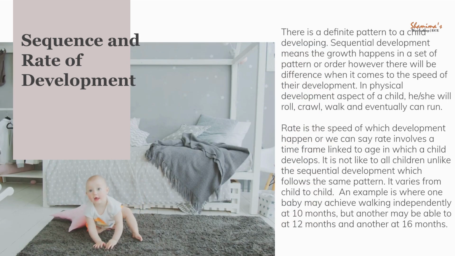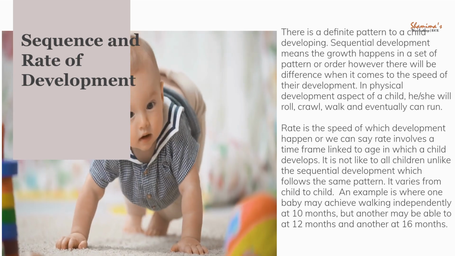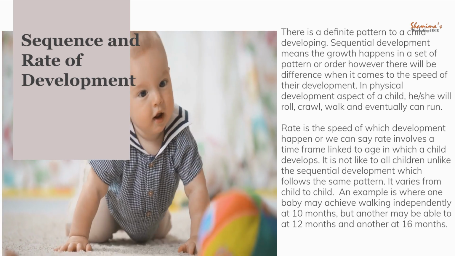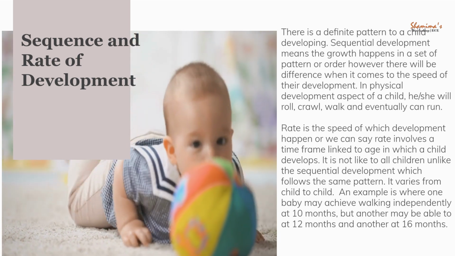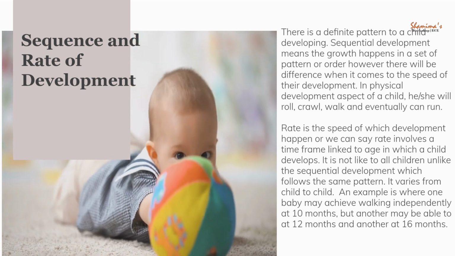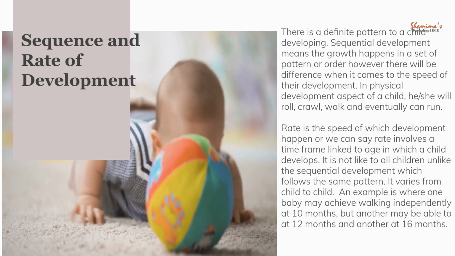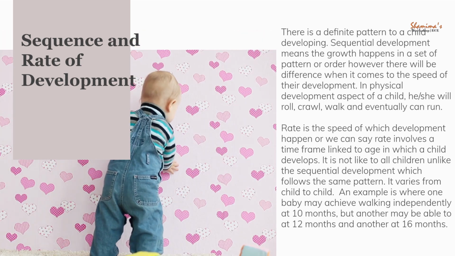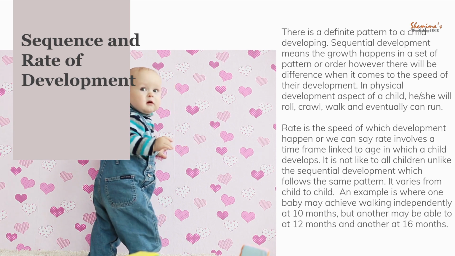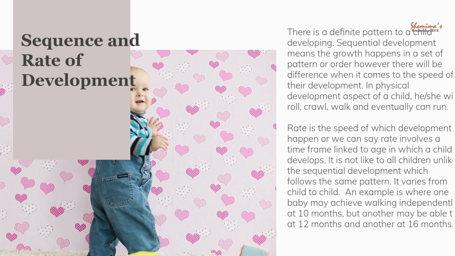In the physical development aspect of a child, he or she will roll, crawl, walk and eventually run. Rate is the speed at which development happens, or we can say rate involves a time frame linked to the age in which a child develops. It is not the same for all children, unlike sequential development which follows the same pattern. It varies from child to child. An example is where one baby may achieve walking independently at 10 months, but another may be able to at 12 months and another at 16 months.